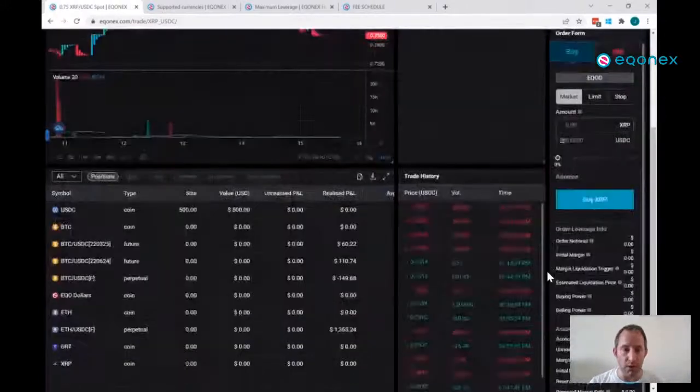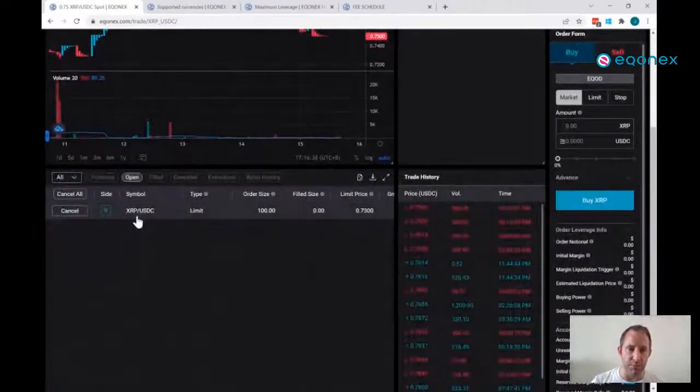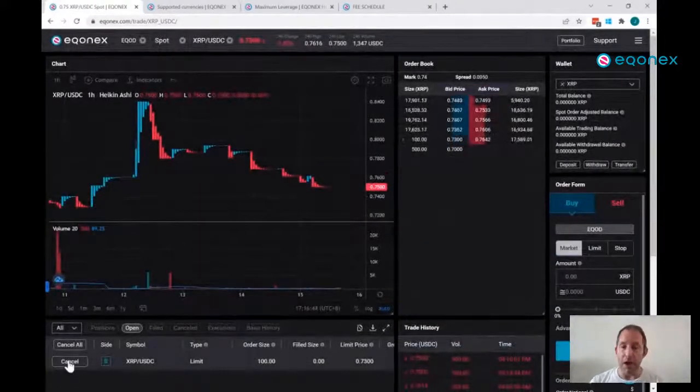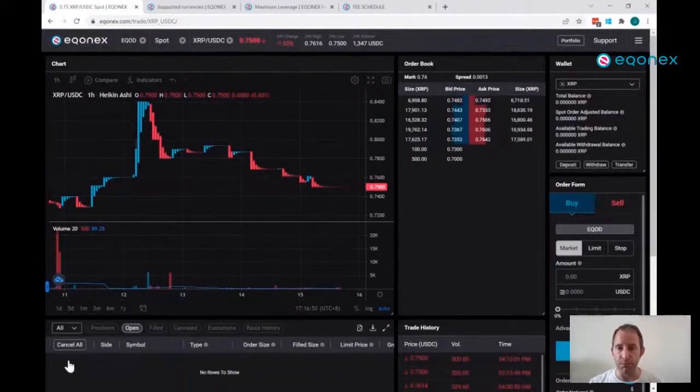Okay, so that's spot. Just for the moment, we can see this order that I put in the order book down in my open orders tab. So there it is, 1-to-1. I'm actually going to cancel it now because I want to show you guys something else that I think is really neat. And we'll see that when I click cancel, that blue light will disappear and the order will drop out of the book.